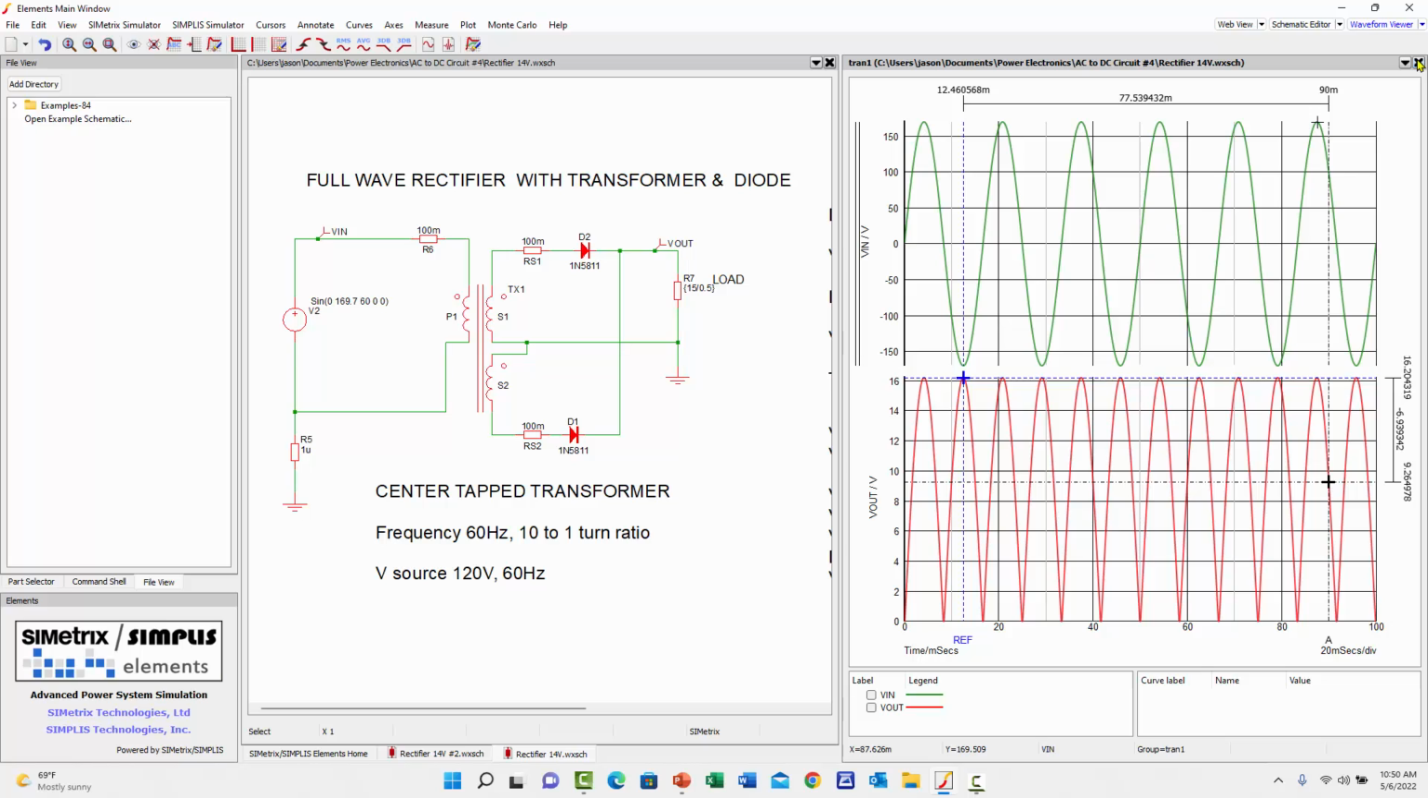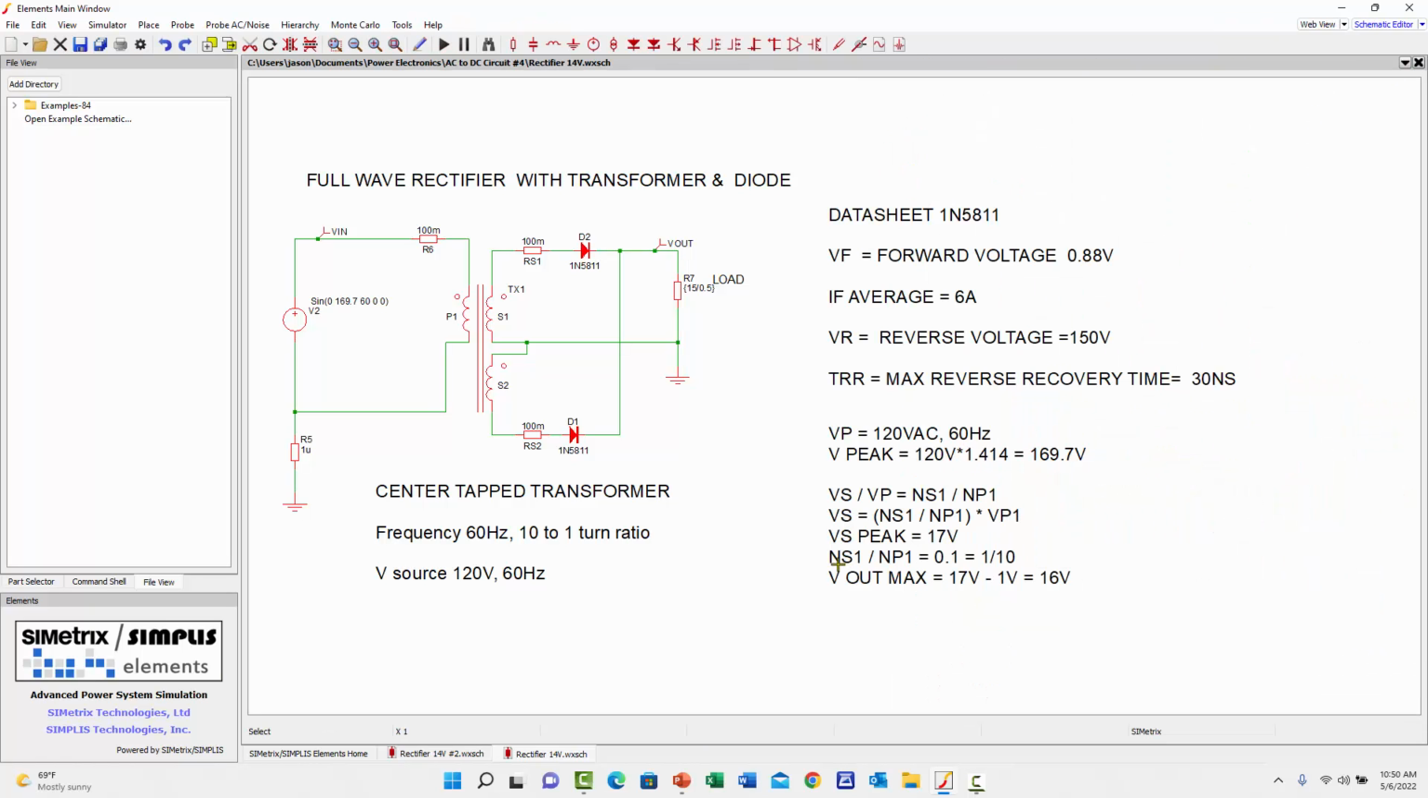This waveform is not quite a DC waveform yet, so we need to put in a capacitor to smooth out the waveform and convert it into almost a real DC waveform. So let's move on to the next step.